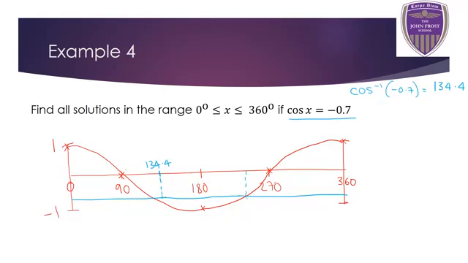Okay, so let's work out this gap again. 134.4 minus 90 means that's a gap of 44.4. So this is also a gap of 44.4. So this value here is 270 minus 44.4. Okay, so type that in if you're unsure. 225.6. And those are our two solutions. So x equals 134.4, x equals 225.6.